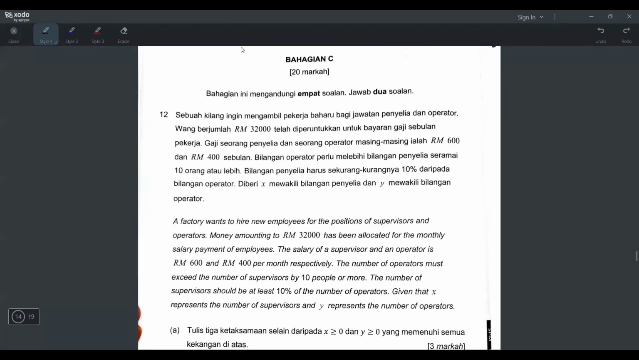All right, finally we are at Section C. Section C contains 4 questions, answer 2 questions. Okay, I will answer 3 questions. The 4 questions here are solution of triangle, index number, linear programming, and one more is kinematics. But I will not answer the kinematics, I will answer these 3. But in the exam you only answer 2.